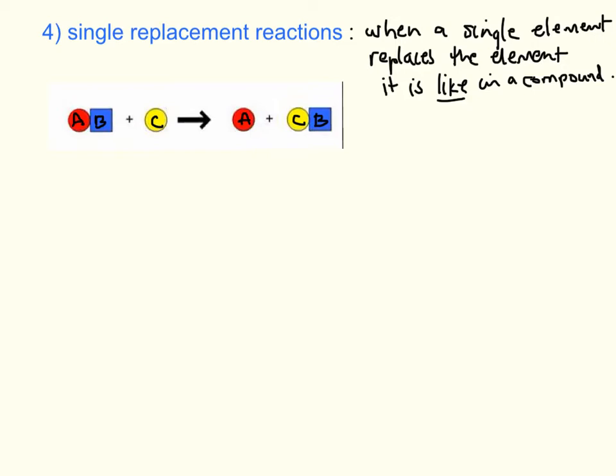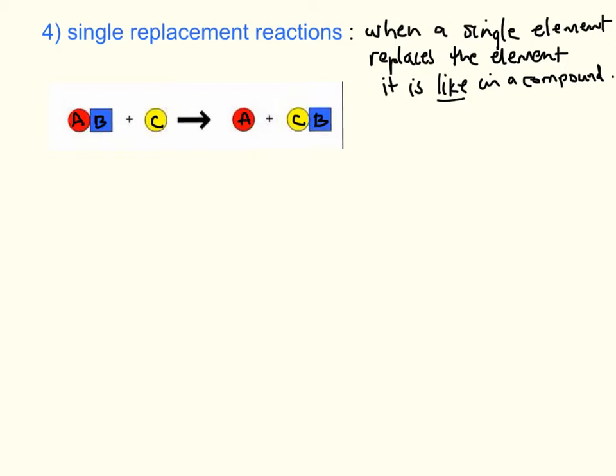All right, so let's start with single replacement reactions. I numbered it number 4 because it's the 4th type of chemical reaction I've talked about. The first 3 were in the first video. So this little drawing is supposed to help you know what's going on with a single replacement reaction.